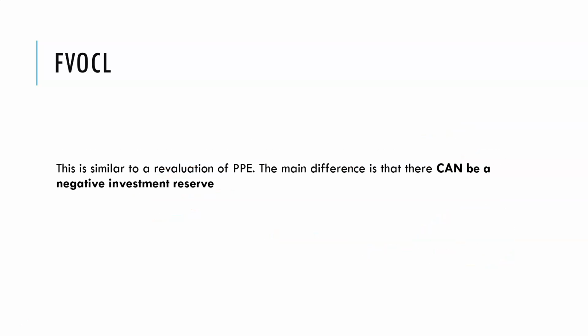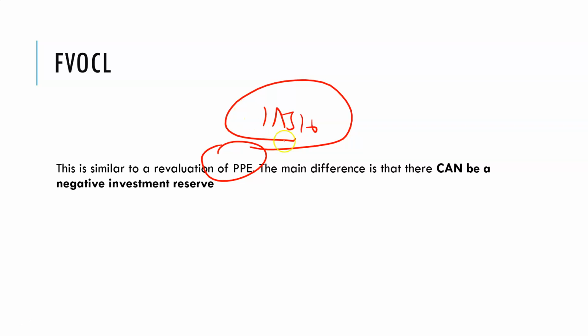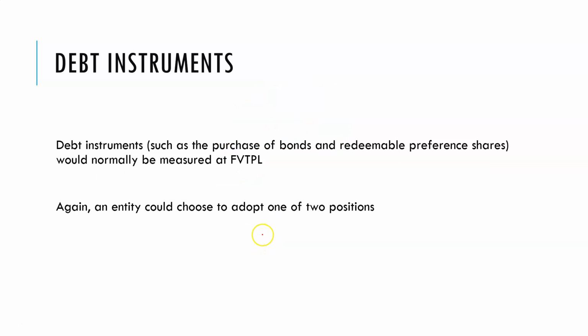And when we do this, again, this is similar to the revaluation of PPE under IAS 16. The difference here is you can have a negative investment reserve where you have a fall in the value of that equity, but that doesn't hit your income statement, as opposed to IAS 16, which would. And that just goes straight to that reserve.